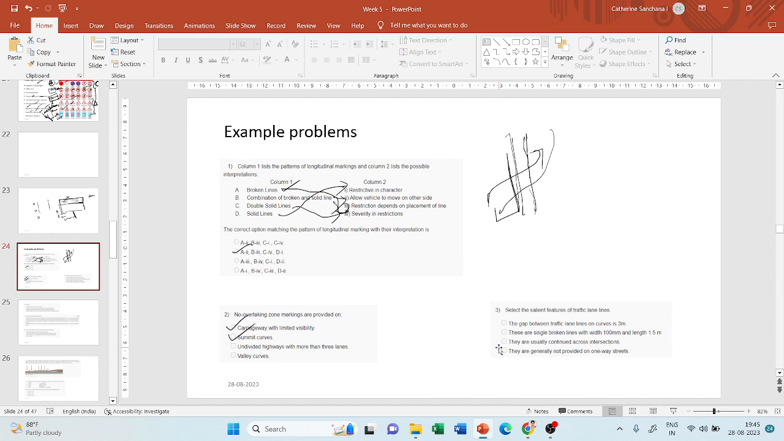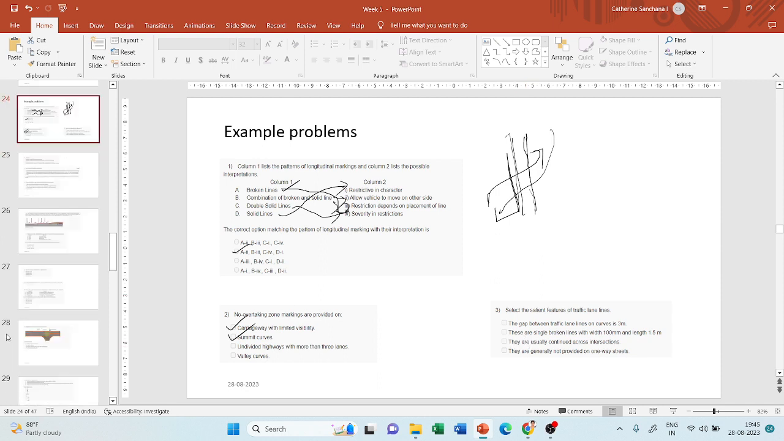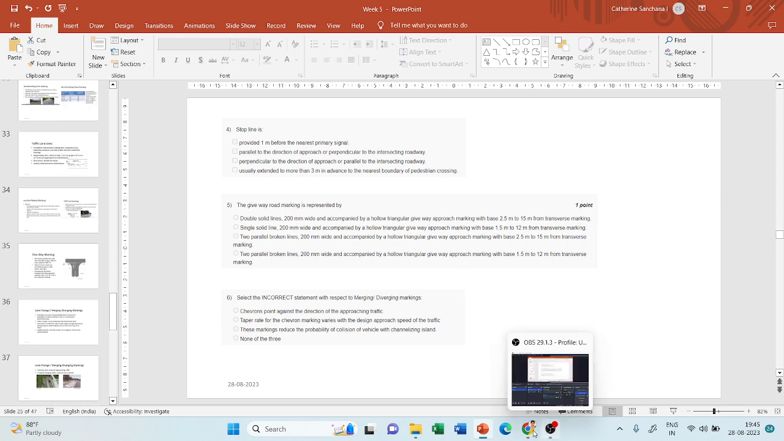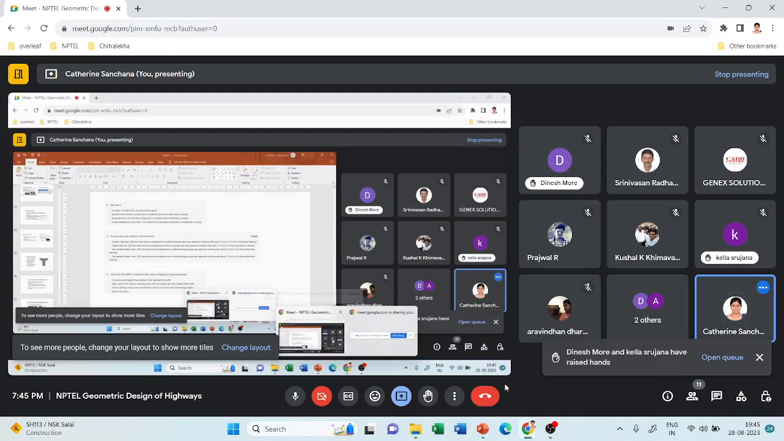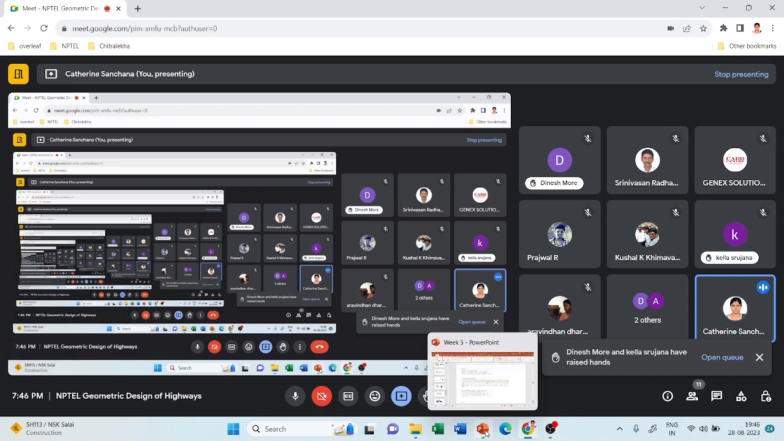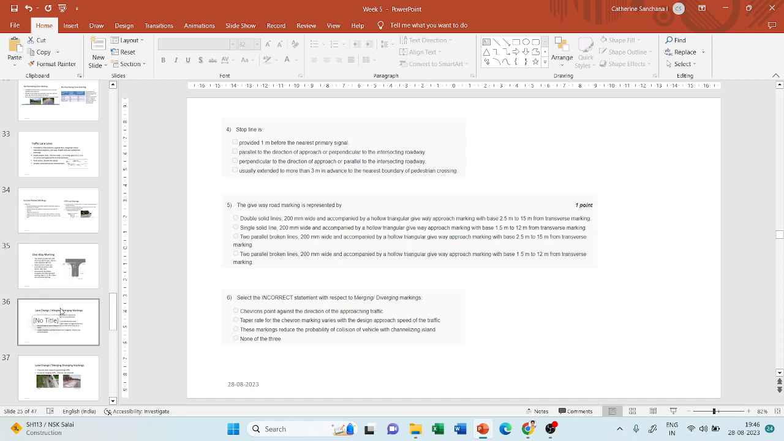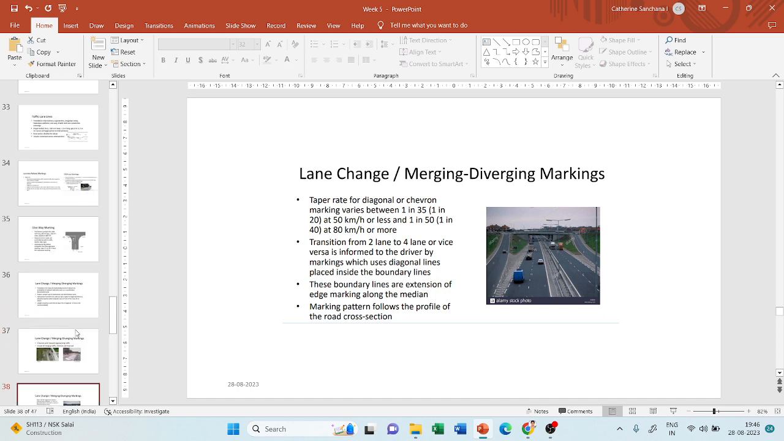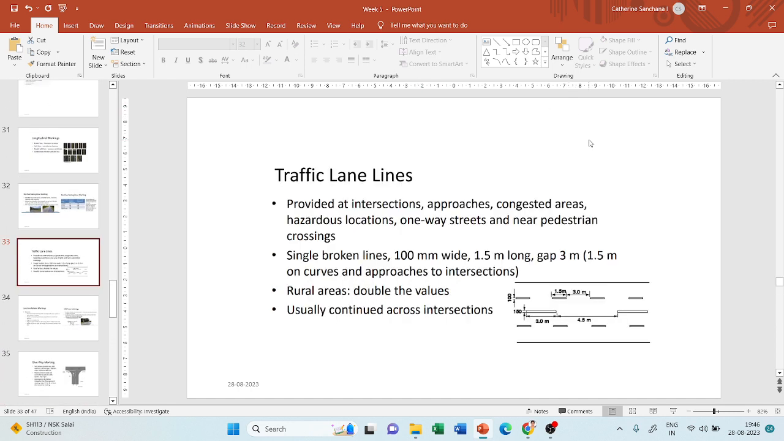Now select the salient features of traffic lane lines. So we will check sir's slides. Does anyone have a question? Do you have a question? Just stop me in between if you have anything to ask. Where was it? Yeah, traffic lane lines.